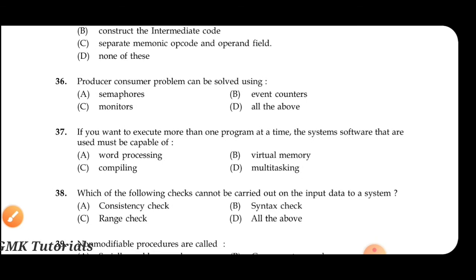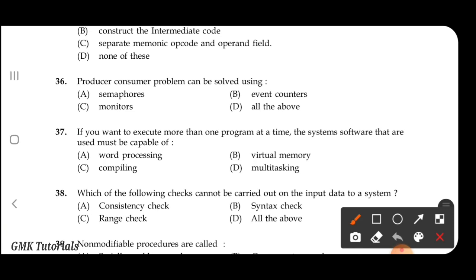36. Producer consumer problem can be solved using the. What is meant by the producer consumer problem? The producer is producing the items, and the consumer will consume all those items, otherwise the buffer will be overloaded. So we solve that problem using semaphores, event counters and monitors, so all of the above.